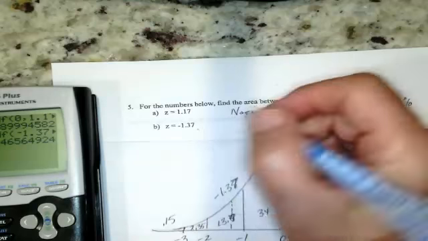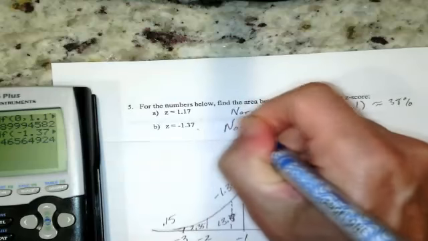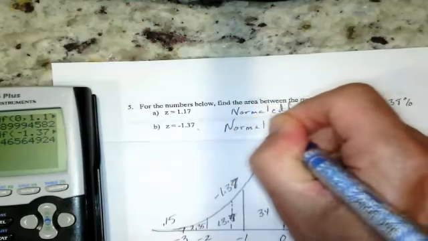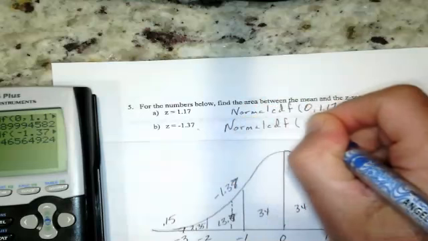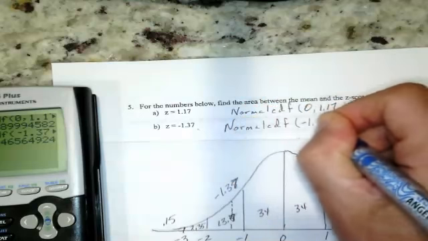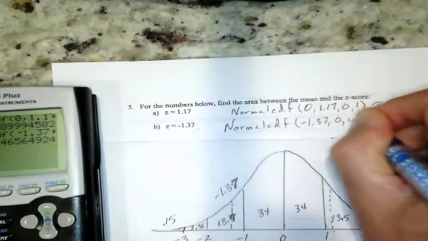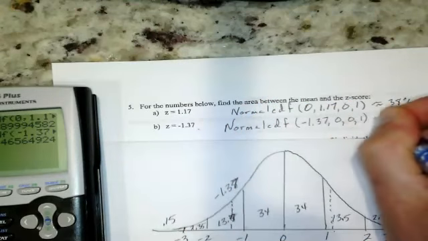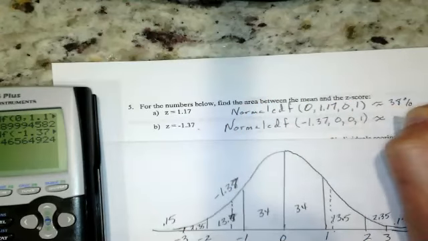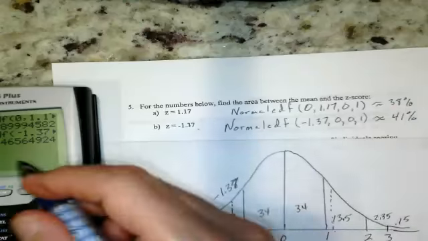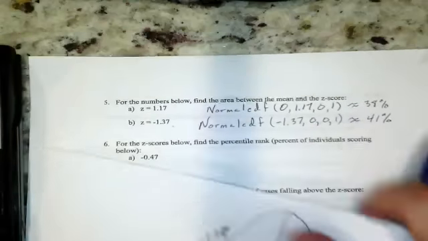So a normal CDF from negative 1.37 to 0, with 0 and 1 being my mean and standard deviation, is about 41%. And if you wanted to make that 42, you're more than welcome to. All right, let's look at the next ones.